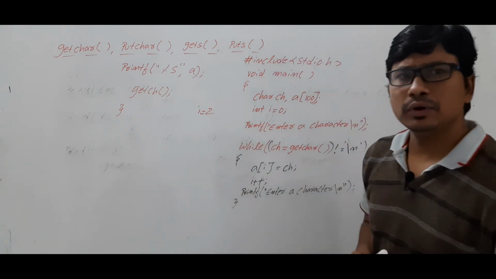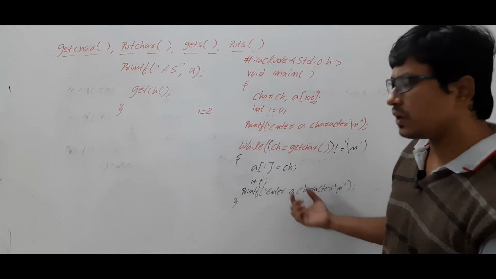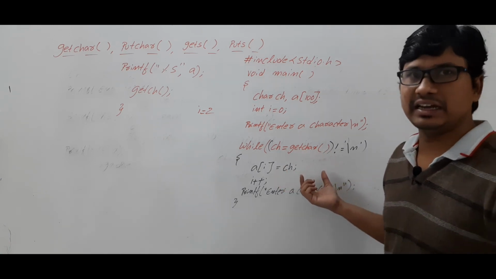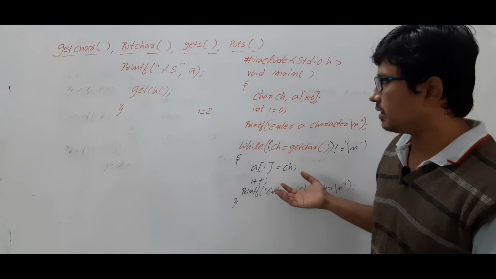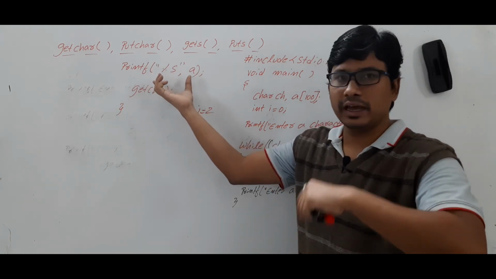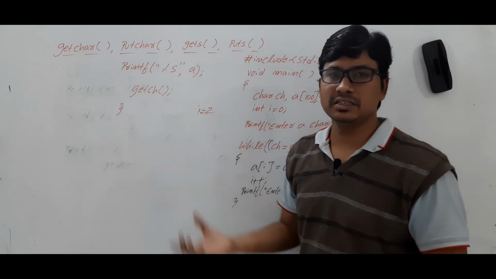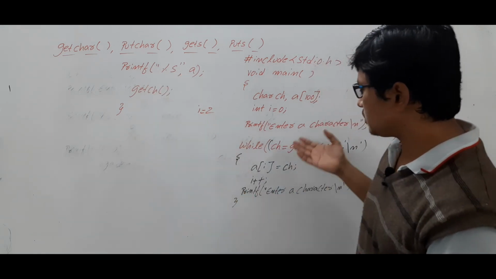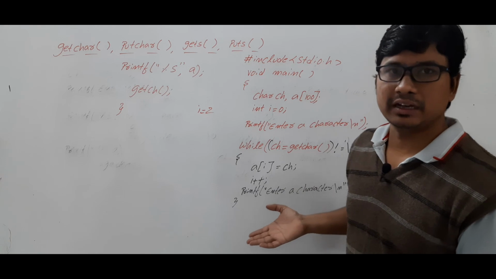Then again you are asking the user to enter a character. Once the user has entered a \n, it will stop reading. Then whatever the collection of characters there in the array A, we are displaying it as a string. So I hope you have understood how to use the getchar function.